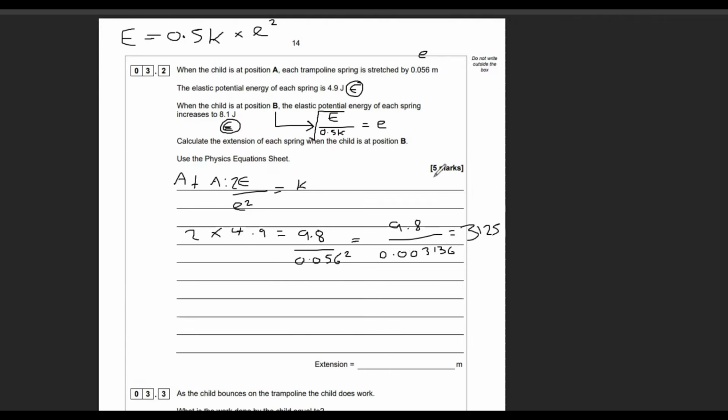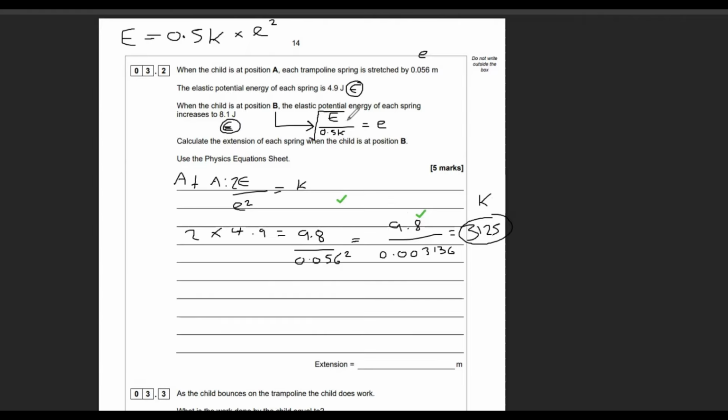3,125. Now, the units here are joules over meters squared, or newtons per meter, whatever that is. But do we need the units? No. It's 3,125. That should have scored us at least 2, possibly 3 marks. We now know what K is. If you're wondering what we've just worked out, we've just worked out the spring constant.